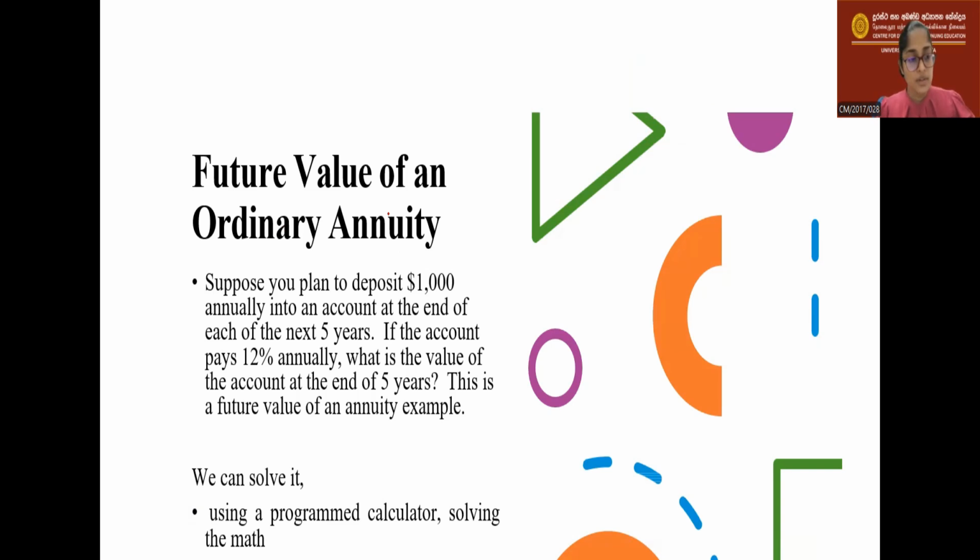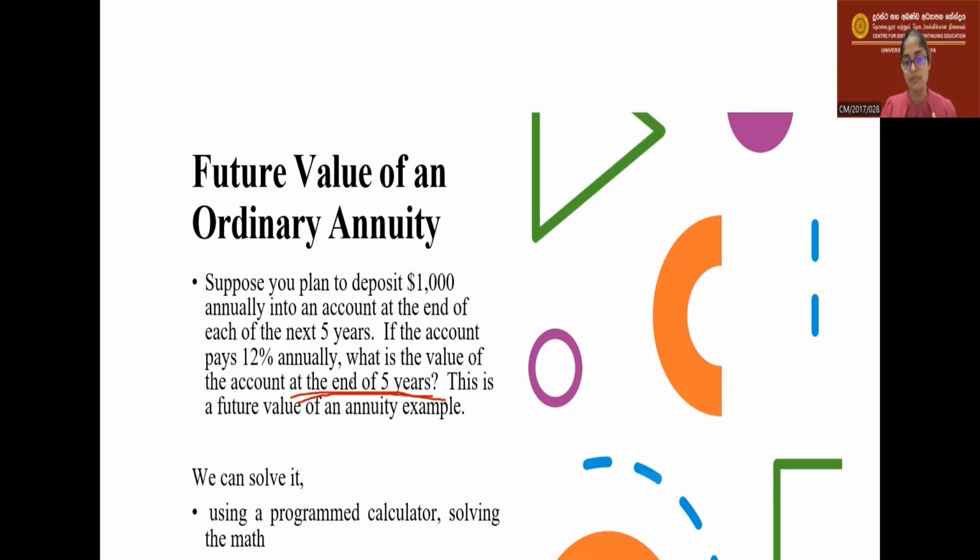Look at the example. Suppose you plan to deposit $1,000 annually into an account at the end of each of the next 5 years. If the account pays 12% annually, what is the value of the account at the end of 5 years? That is your question. So again, read it. You plan to deposit $1,000 annually into an account at the end of each of the next 5 years. If the account pays you 12% annually, what would be the value of the account at the end of 5 years? So the question is asking you, at the end of 5 years, what would be the value?